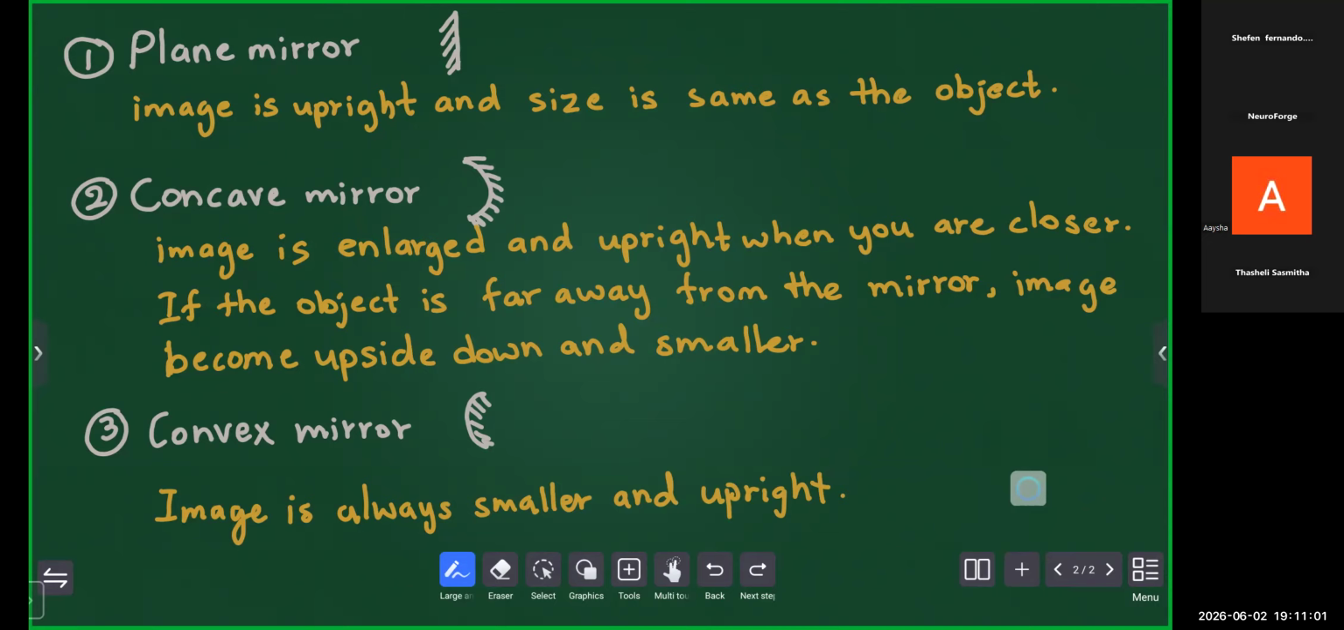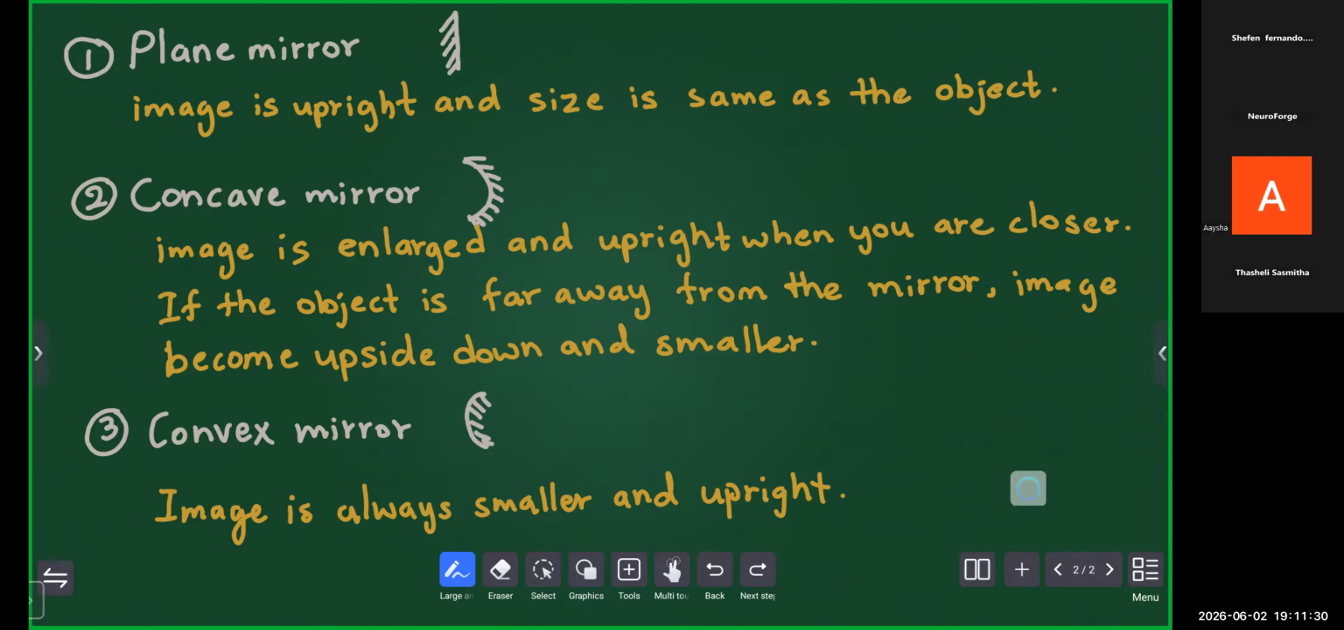This is the answer if they ask you how will you distinguish between plane mirror, concave mirror and convex mirror without touching the surface of the mirror. You can stand in front of each and every mirror and try to recognize the image nature, the shape of the image, and you can identify what type of mirror that is.